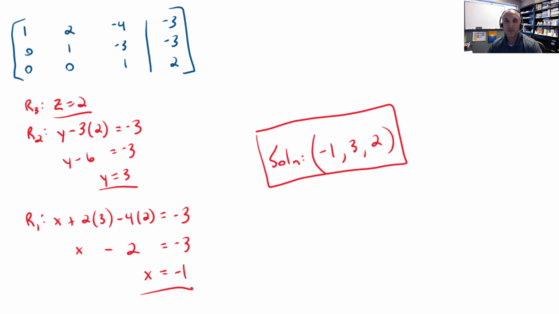Take your time when you do this. Lots of places for errors, lots of arithmetic. So just make sure you're labeling your row operations, multiplying very carefully, adding very carefully. It's faster to go slower on these. Good luck.